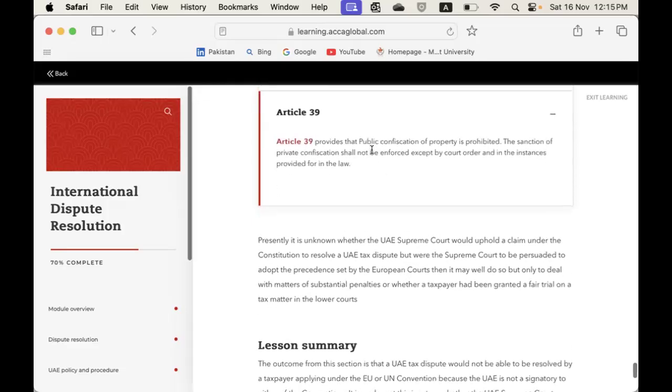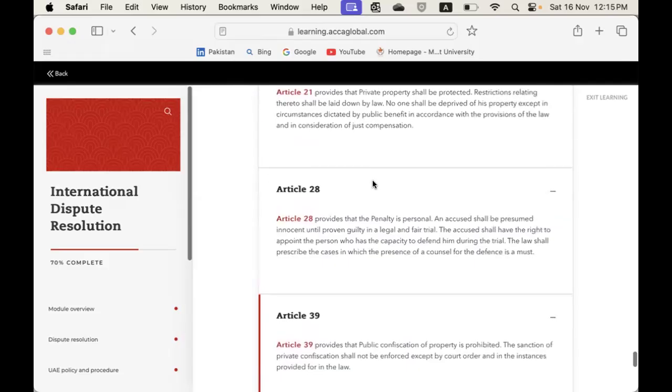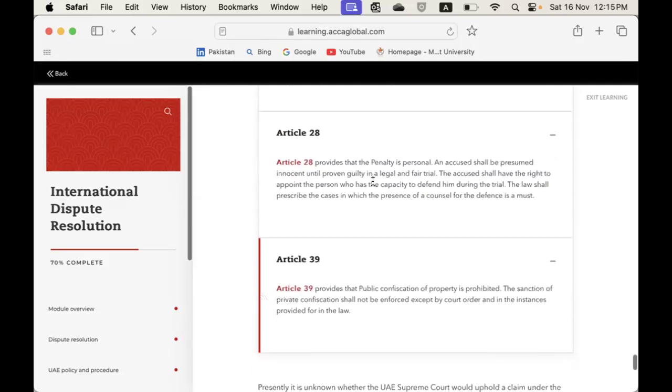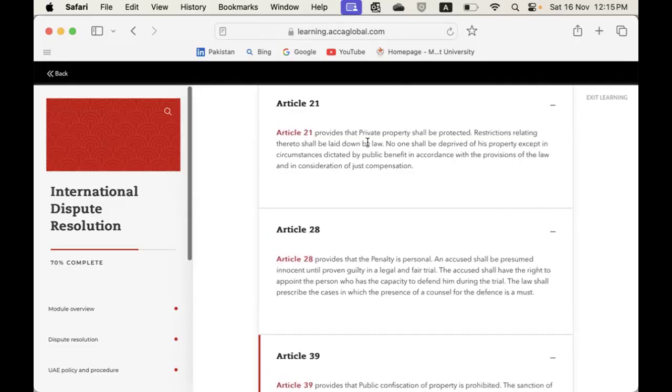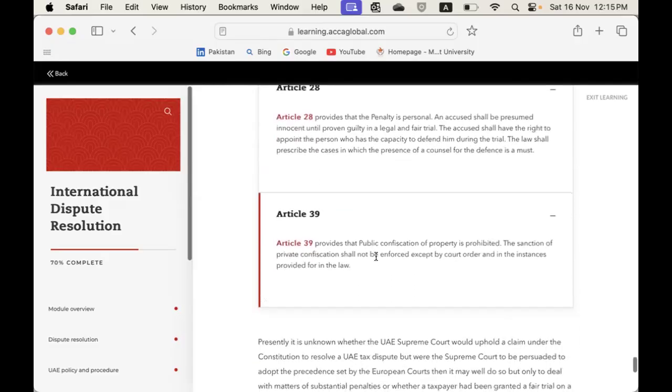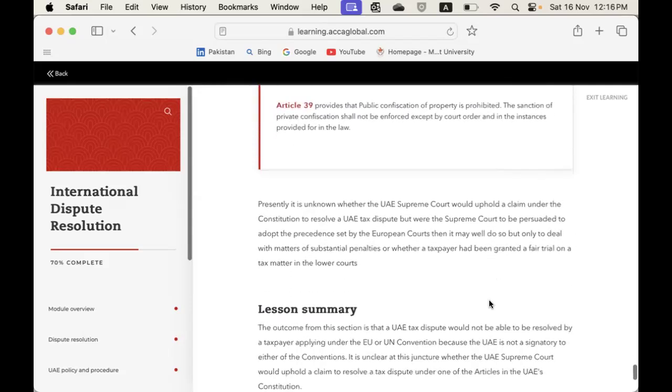Article 39 provides that public confiscation of property is prohibited. The sanction of private confiscation shall not be enforced except by court order and in the instances provided in the law. So if you look at it, Articles 21 and 39 have some common features, where Article 21 also says private property shall be protected, and restrictions relating thereto shall be laid down in the law. But here, public confiscation of property is prohibited. So let's go forward.